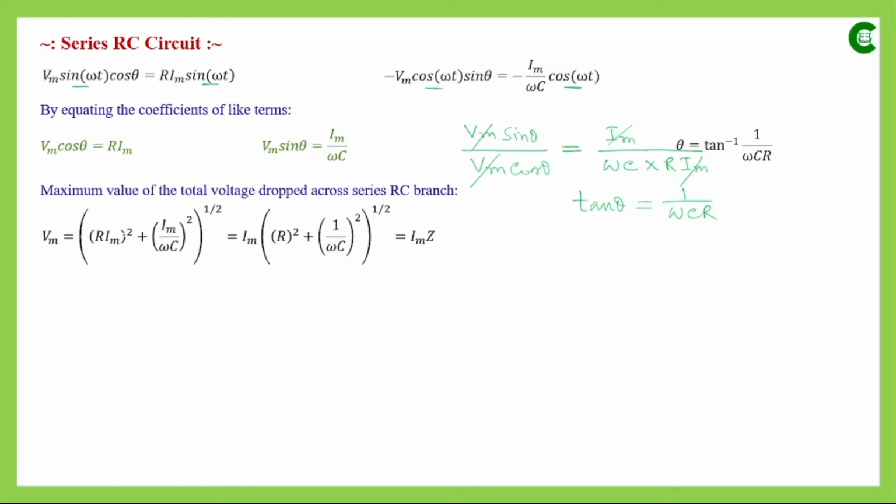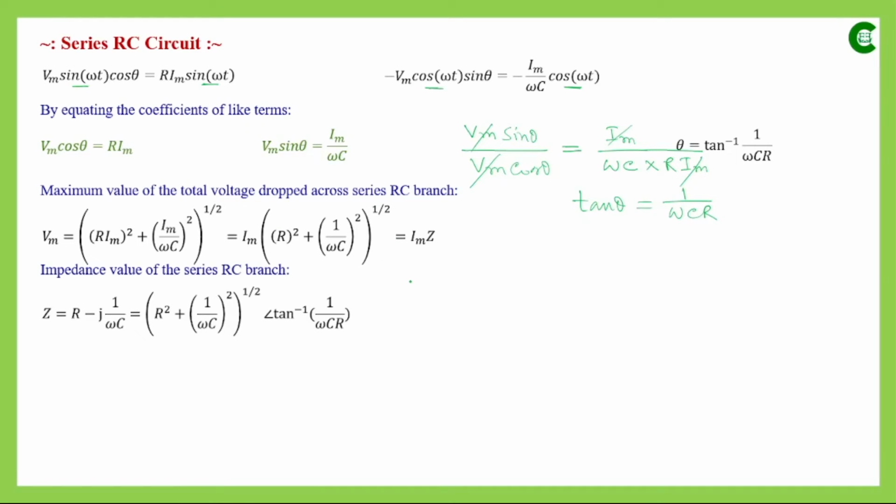Since inside the bracket we have the Im² term common, if we take it out of the square root, it will be Im only outside the square root, and inside the square root we have R² + (1/ωC)². This is Vm, this is Im, so whatever we have in this expression is the measurement of the impedance. Vm is the peak value of the voltage, Im is the peak value of the current, and they are related by Ohm's law, V = I multiplied by the impedance.